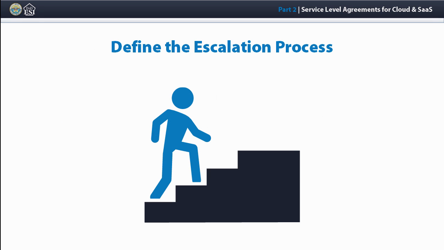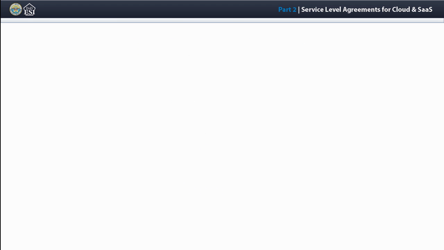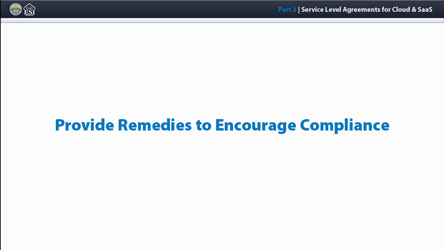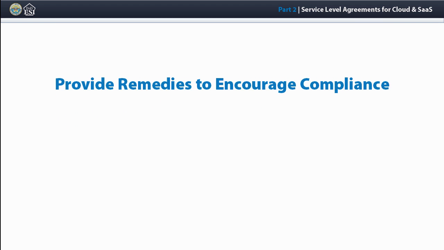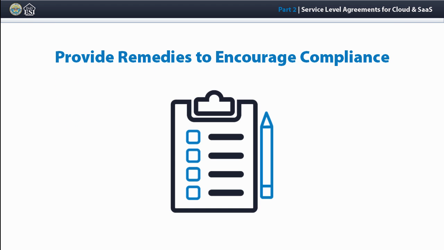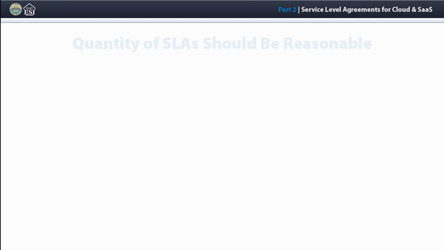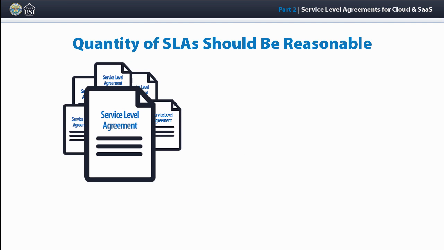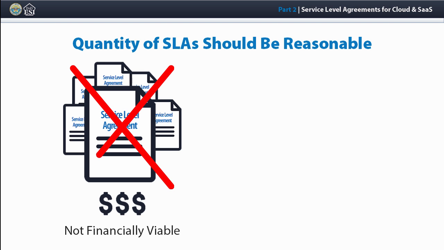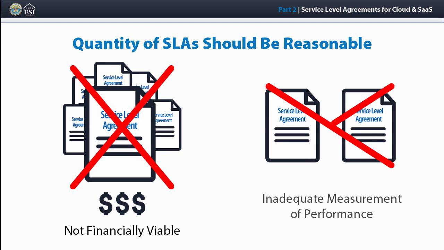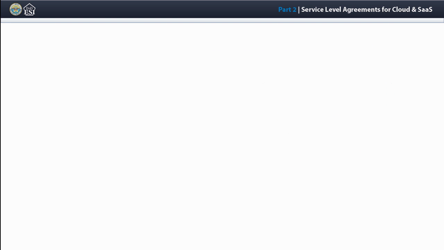6. Define the escalation process for failure to meet performance standards. And finally, number 7, make sure the SLA has teeth, that it includes enforceable and painful remedies designed to encourage compliance. Keep in mind that the amount of SLAs should be reasonable. If there are too many, that may be overly burdensome and not financially justified. If there are too few, that may result in an inadequate measurement of performance.